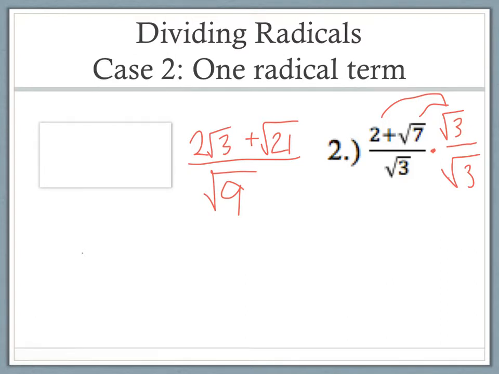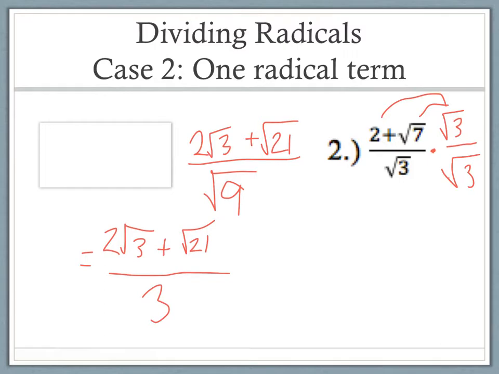On the top we have 2 square root 3 plus the square root of 21. If I try to break down 21, it's just 7 and 3, and there is no pairs, so we can't simplify that anymore. So I'm just going to leave the top as the 2 square root 3 plus the square root of 21. Now on the bottom, we have the square root of 9. So what can we reduce or simplify the square root of 9 to? Well, the square root of 9 is just 3.